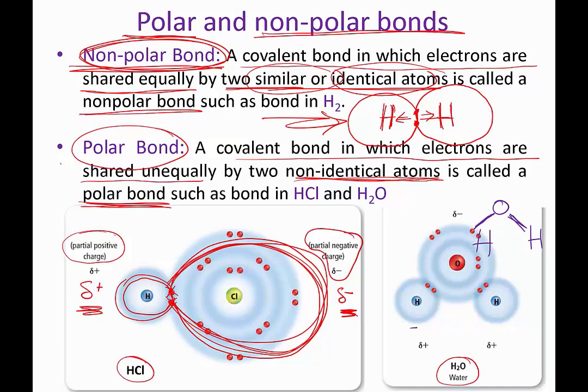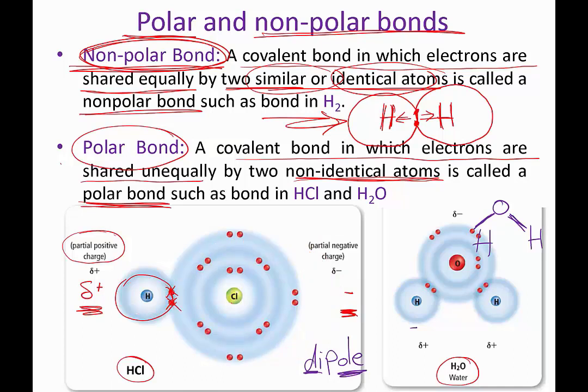If the bond is polar, they form what we call dipole. What's the meaning of dipole, guys? Di means what? Di means two, like two poles. Why do we have two poles? Because we have a negative pole and a positive pole. For each bond, there is a positive pole and a negative pole. That's why they form what we call dipole.